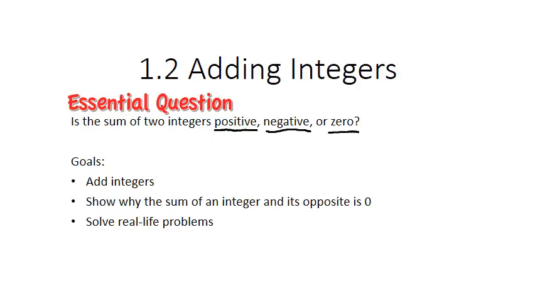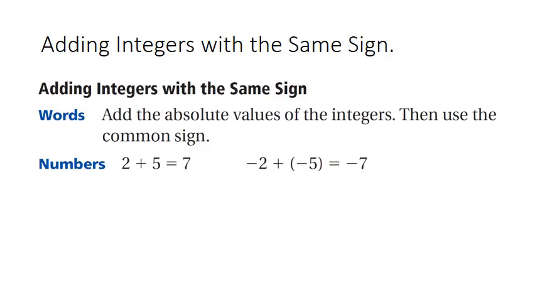Okay, so now our goal is to get some practice adding those integers together in those different cases. Then finally, we're going to be working on showing why the sum of an integer and its opposite is zero. And then we're also going to be working on some real-life problems and explaining why this is useful in the real world. So the first case that we have is when we are adding integers with the same sign.